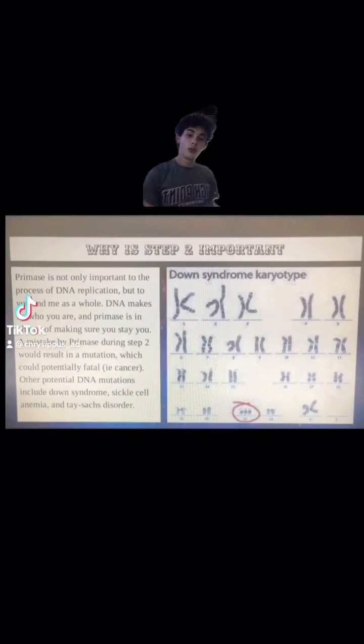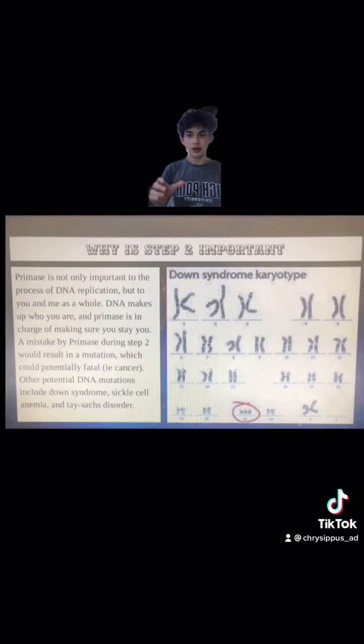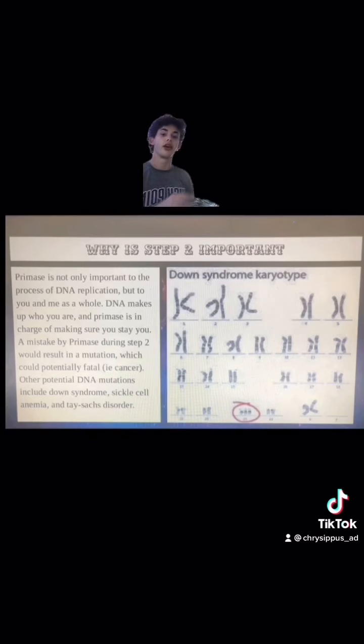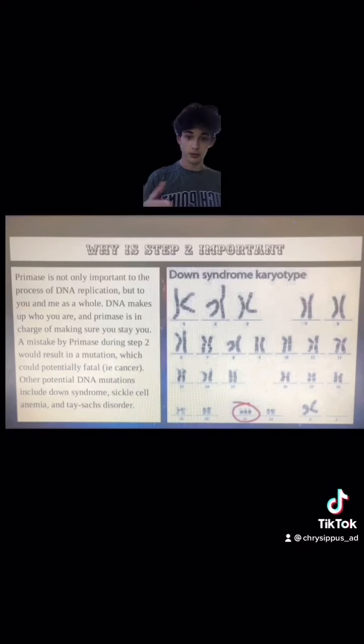Okay, but why is step 2 important, though? Well, step 2 has primase, and primase is important to DNA replication, but it's also important to me and you. Because like anything that has DNA, primase decides what that DNA has. So it decides your genotypes, it decides your phenotypes, and it's important to seeing if you have mutations. It's important to seeing if you have Down syndrome, if you have any sort of mutation, or just basically the fundamentals of what you are physically and genetically.